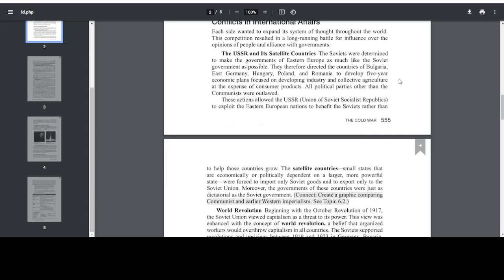They therefore directed the countries of Bulgaria, East Germany, Hungary, Poland, and Romania to develop 5-year economic plans focused on developing industry and collective agriculture at the expense of consumer products. All political parties other than the communists were outlawed. These actions allowed the USSR, Union of Soviet Socialist Republics, to exploit the Eastern European nations to benefit the Soviets rather than to help those countries grow.